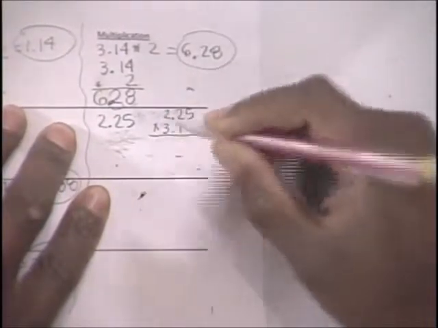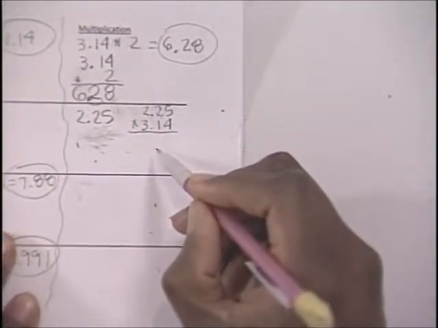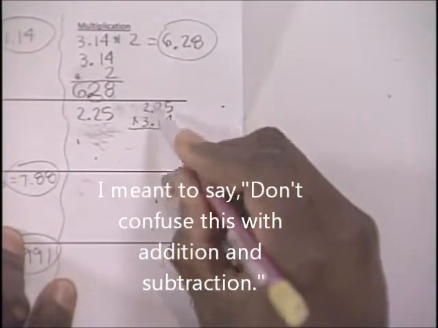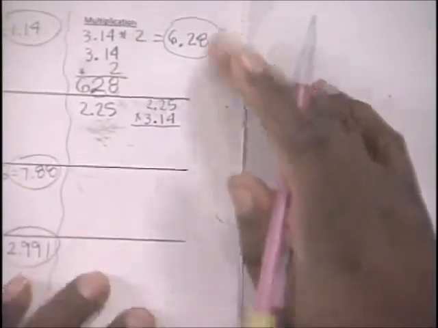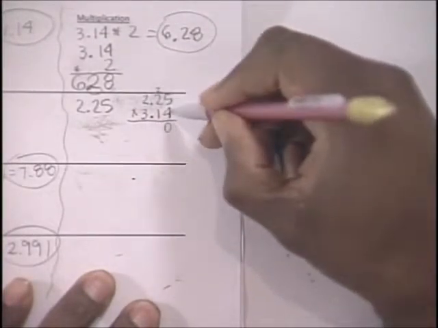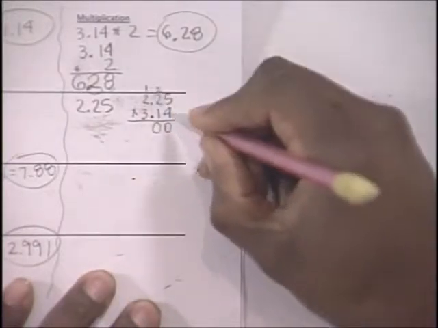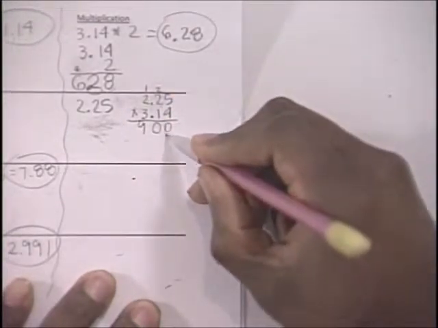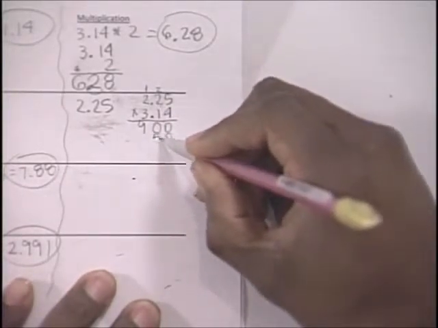We're not bringing the decimal point straight down. Don't confuse this with multiplication and division. It's just coincidental that these decimal places are in the same place. I'm not trying to force that to happen. Let's multiply like we normally would. 5 times 4 is 20. Carry the 2. 4 times 2 is 8, plus the 2 is 10. Carry the 1. 4 times 2 is 8, plus 1 is 9. Leave a space.